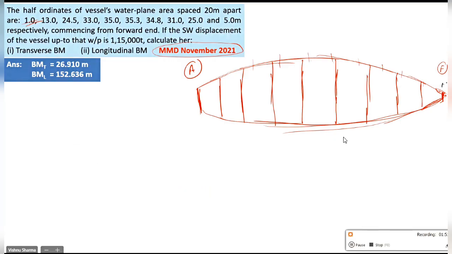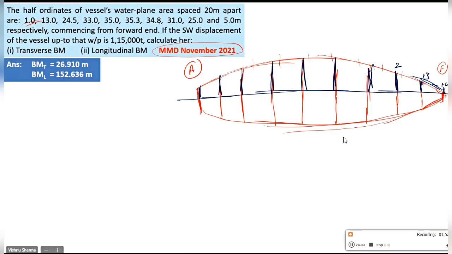So your ordinates are 1, then 13, 24. Oh, sorry, these are half breadths. So these are the ordinates given. These are not full ordinates. Okay. So these are the half breadths given. The blue ones. Yes, sir. These are the ones given. Okay, no problem. Doesn't make a difference. So 1, 13, 24.5, 33, 35.